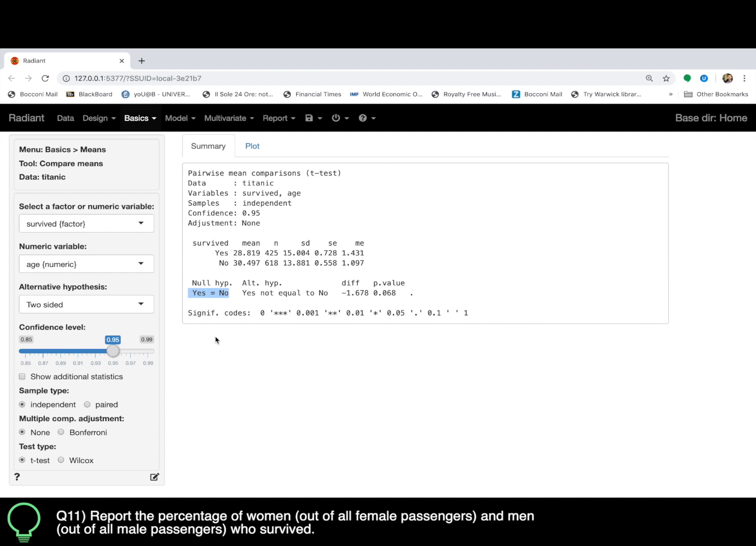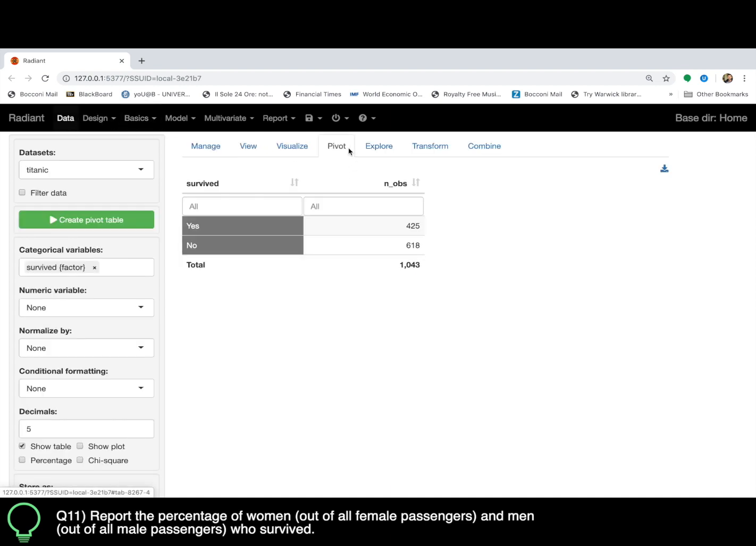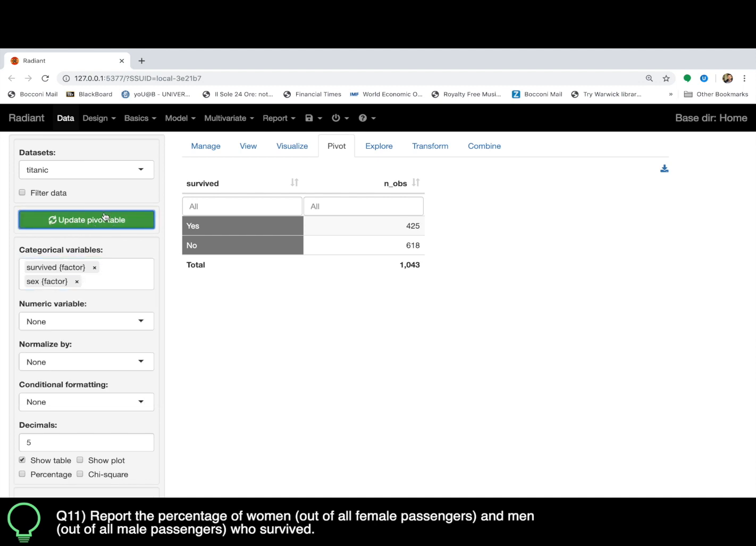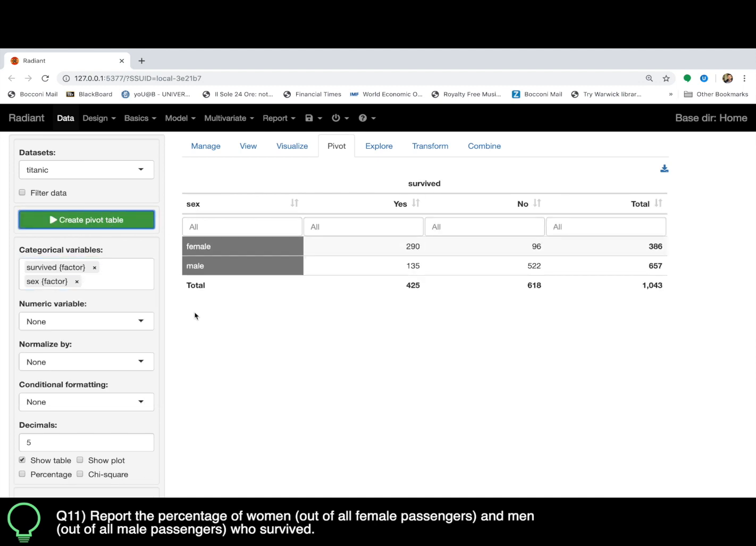Question number 11. Report the percentage of women out of all female passengers and men out of all male passengers who survived. This is something that we can again do using the pivot table. So survived is already there, but now we want the gender, sex. Great. So I want the percentage of women against all female passengers. So I will normalize by row.